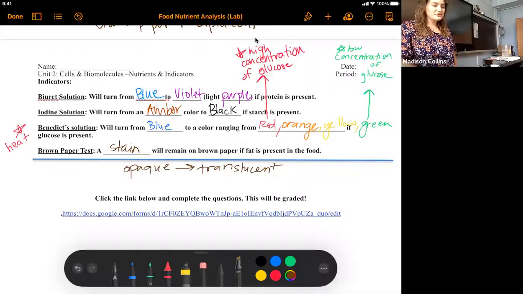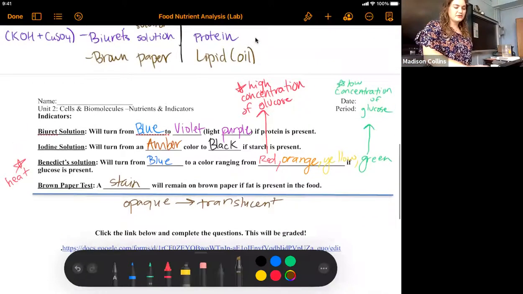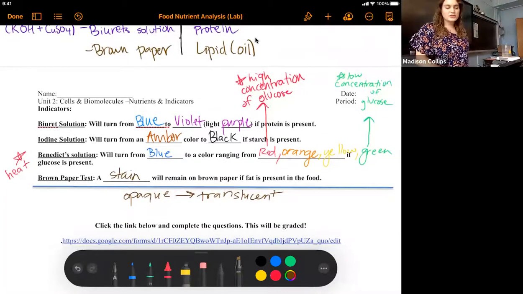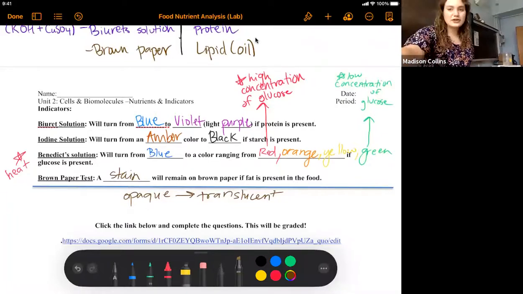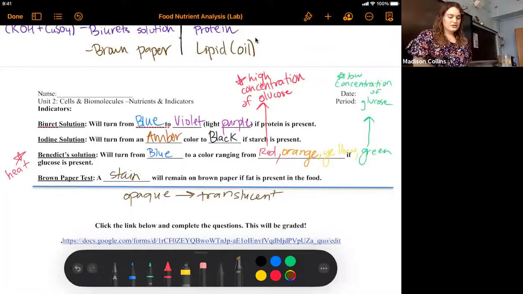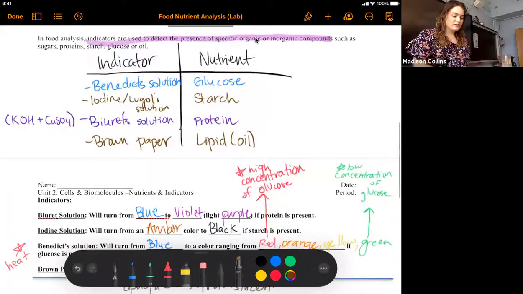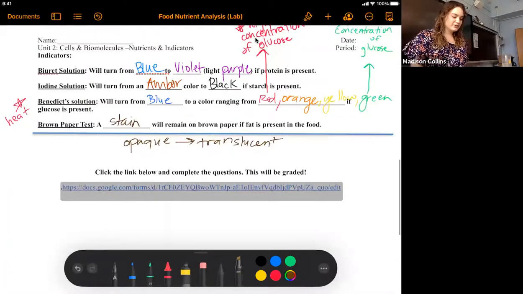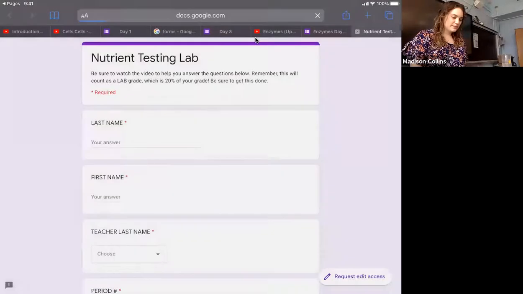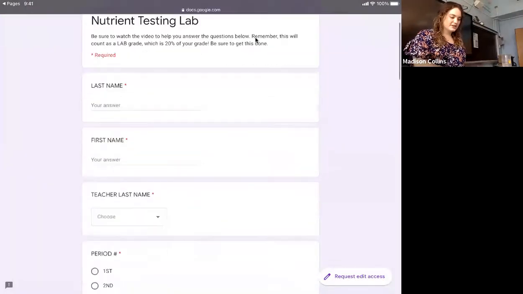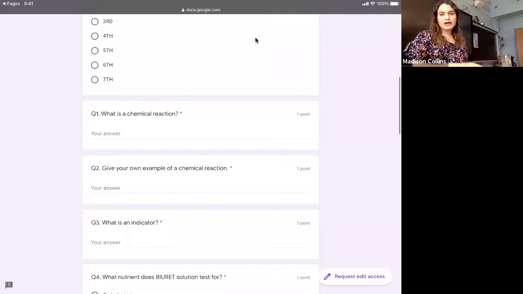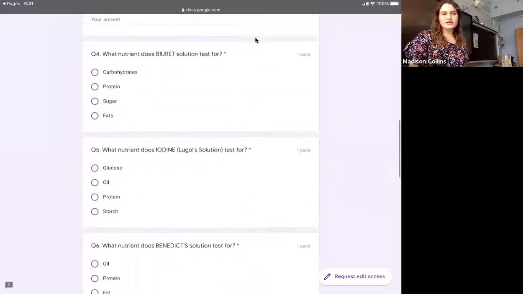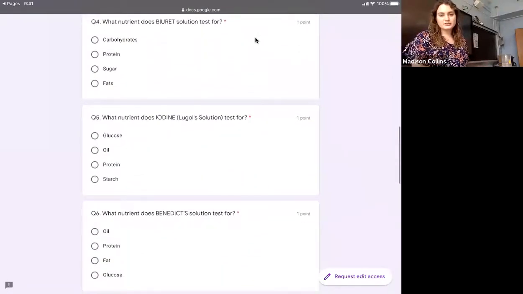Perfect. So now I want you guys to make sure you have this information written down on your paper, because the next thing you're going to do is complete your exit ticket. And your exit ticket today is going to count as your lab conclusion. So as soon as you have written all this information down, I want you to click on this link below, which will take you to your exit ticket. Like I said, this is your lab grade. So whatever you score on this will be your lab conclusion grade for this assignment. So go ahead, and I'm going to let you guys leave early today to work on this conclusion section.